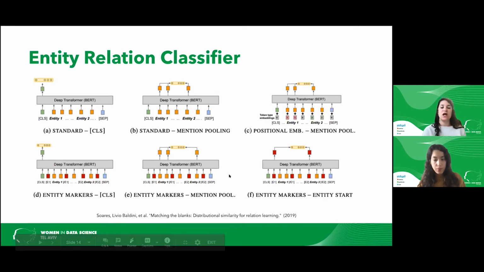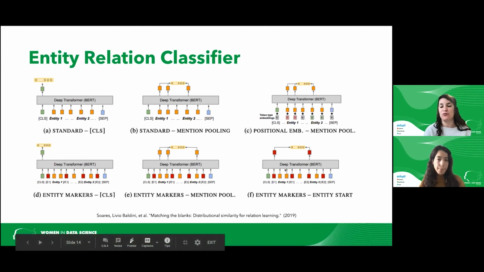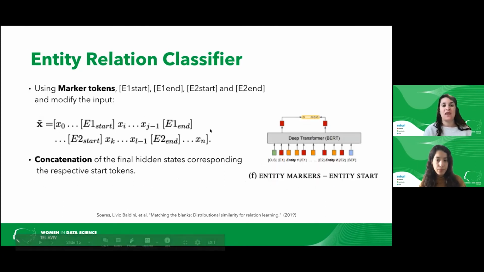We use a Google paper that was published in 2019. The paper used deep learning models in order to predict if two entities are related or not, and they present a few models in order to do that. I will talk about the last model they present in the paper, because this model gave them the best results. The main idea of the model is to use markers. What are the markers we use?